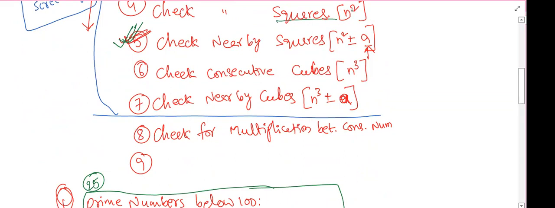Perfect squares means we have to search for n square. And what can be the number in place of n? What can be substituted in place of n? Yes, sir. 4.